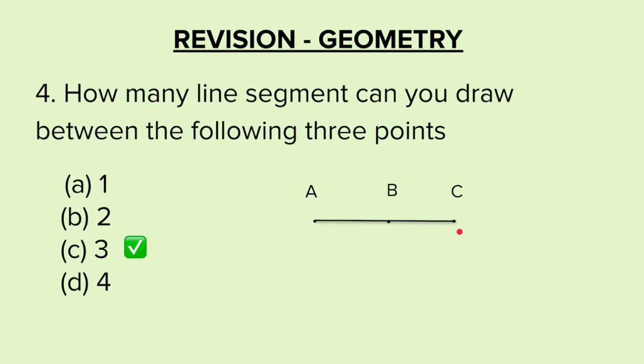So irrespective whether the points are collinear or not collinear, in case of line segment, you will have the same answer. But in case of line, if the points are collinear, you will have a different answer, and if points are non-collinear, you will have a different answer. I hope by seeing these 4 examples, the concept is clear with you.